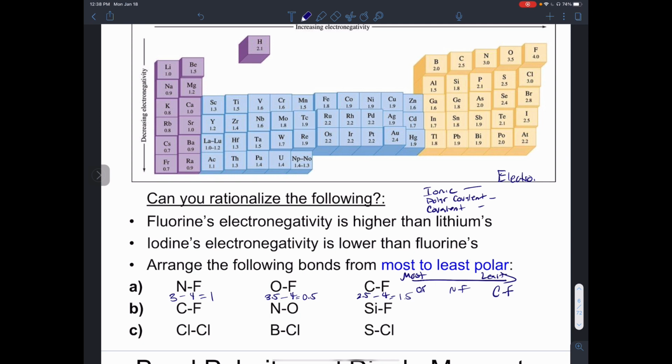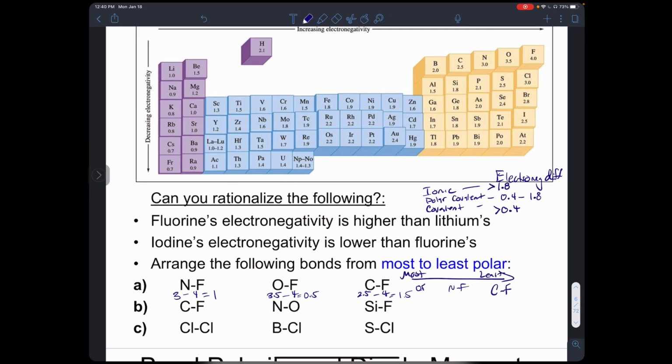Electronegativity difference. If the difference is larger than 0.4, then it's no longer just equal sharing. If the difference is between 0.4 and 1.8, we would say it's covalent. And if the difference is greater than 1.8, we would say it's ionic.